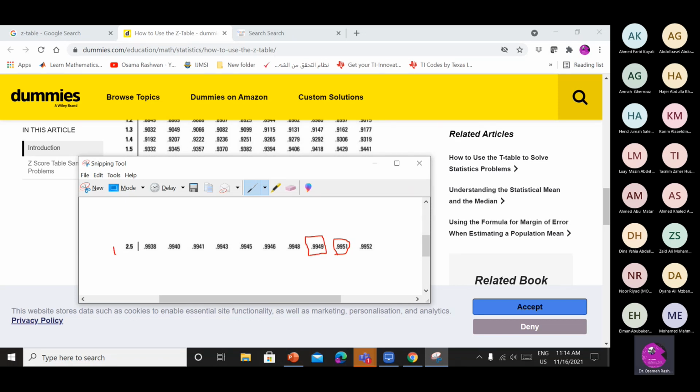The main value for Z, this is the Z, right? It's 2.5. So what is the second decimal place? I have 0.0, 0.01, 0.02, 0.03, 0.04, 0.05, 0.06, 0.07, and 0.08. So in between these, I'm adding to 2.5 the second decimal place. Here you will find 0.08.